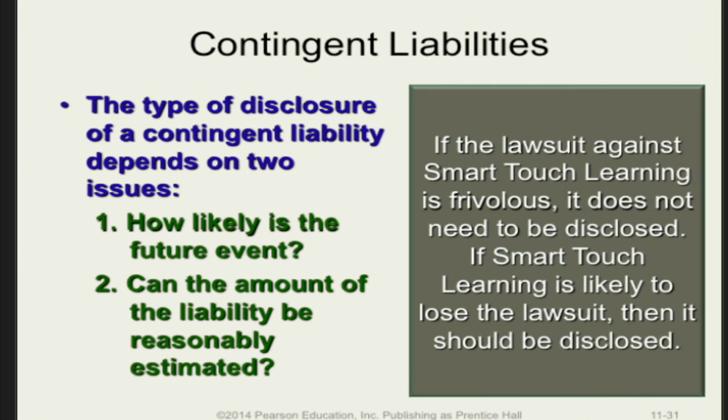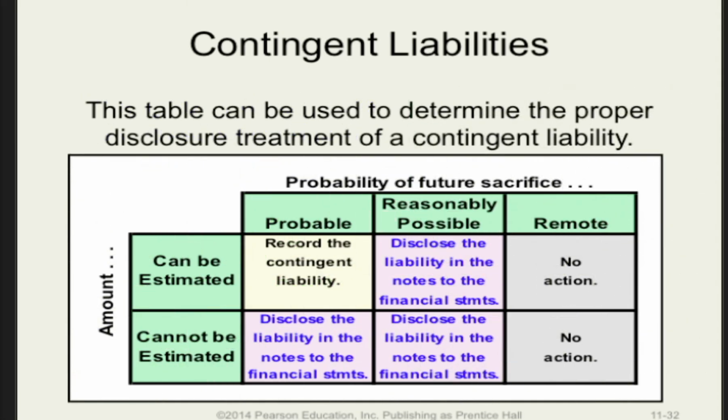In order to determine the form of disclosure that is required by any contingent liability, a two-step decision process is used. First, we ask how likely it is that the event that triggers a contingent liability will actually happen. For example, how likely is it that we will lose the lawsuit? Second, can the amount of the contingent liability be reasonably estimated? This table can be conveniently used to define the proper treatment for any contingent liability.